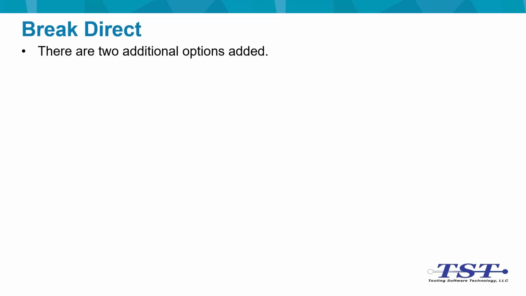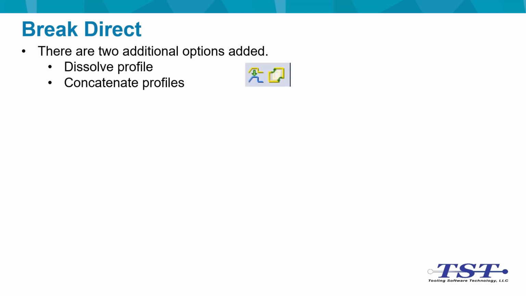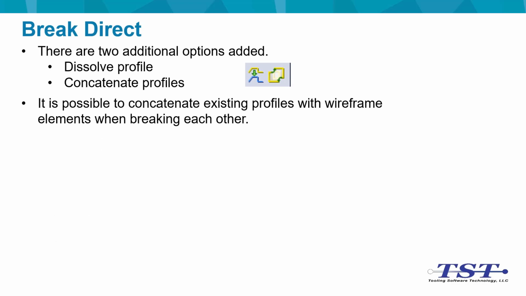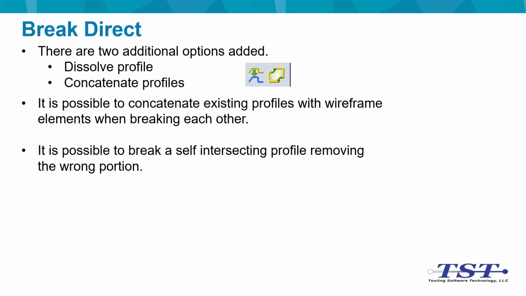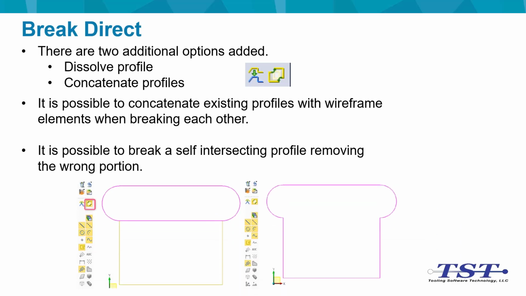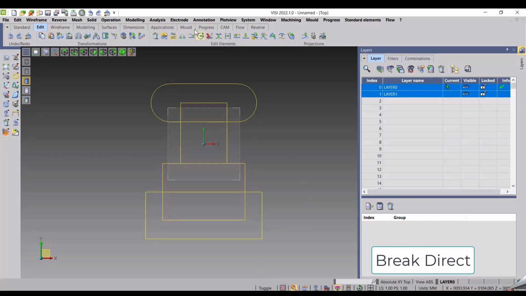So within BreakDirect, there's two additional options that have been added. You can dissolve a profile, you can concatenate a profile, basically joining profiles together or dissolving them. So it is also possible to concatenate existing profiles with wireframe when using the BreakDirect command. It is also possible to break a self-intersecting profile, removing the wrong portion. So here's just a quick video example of that.